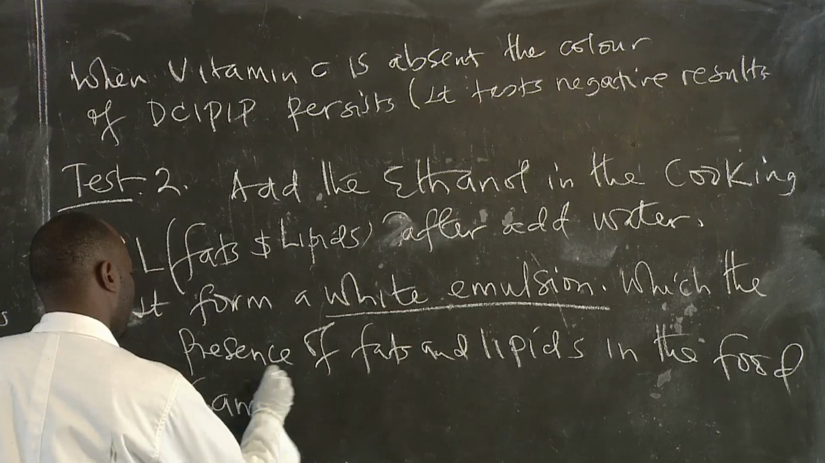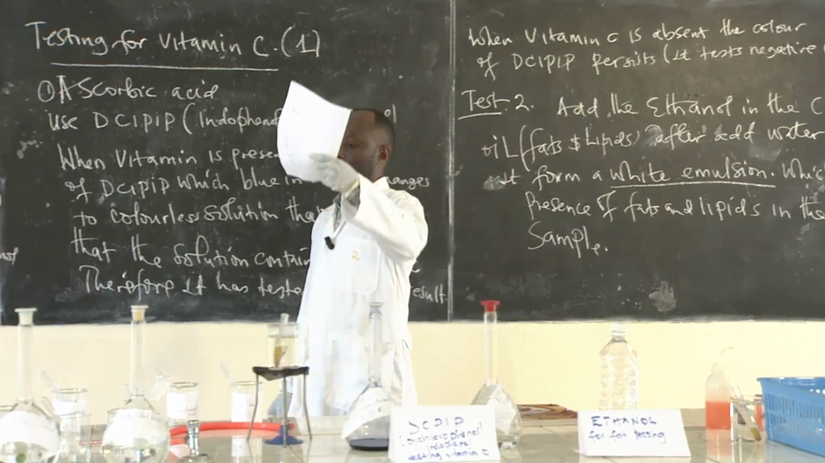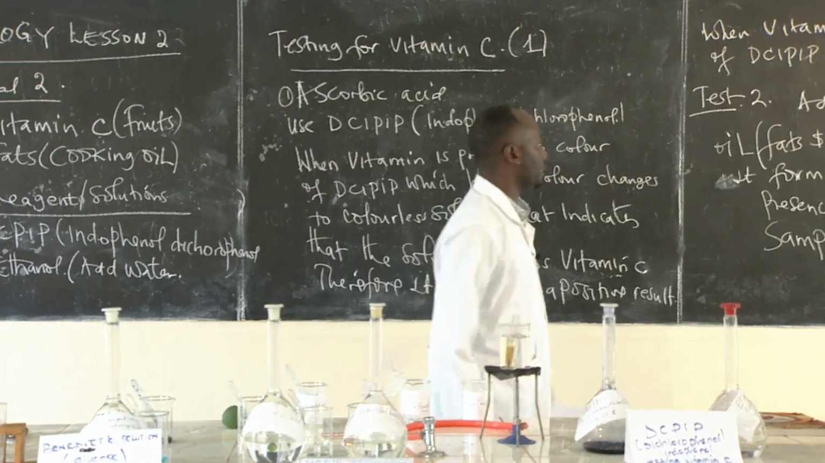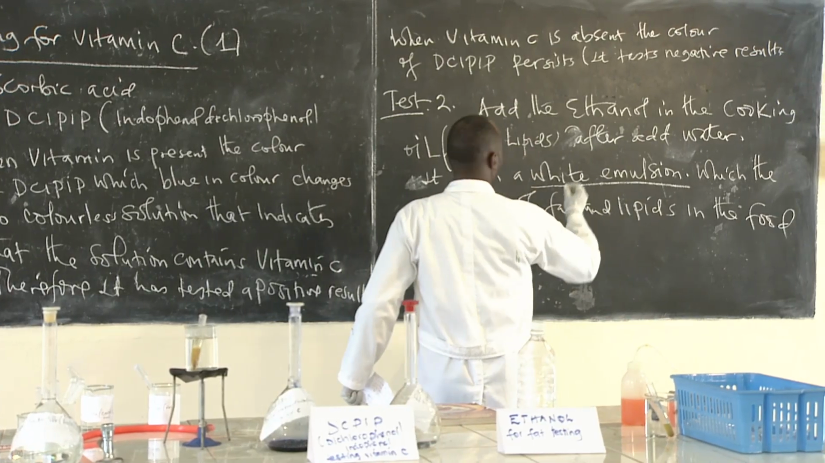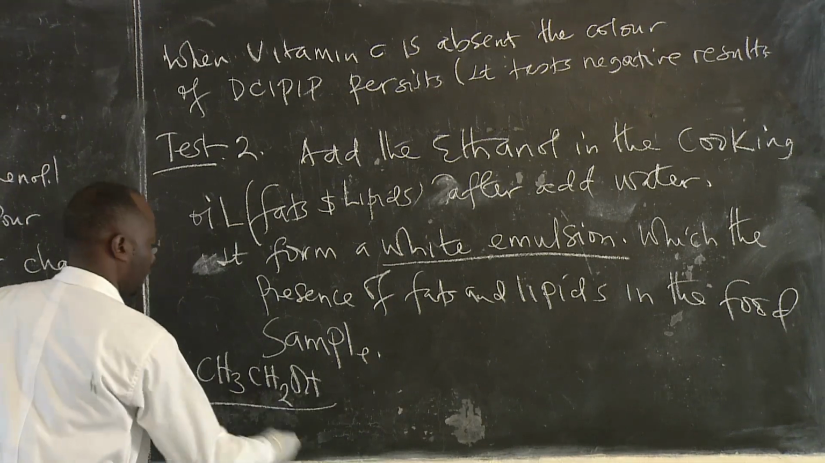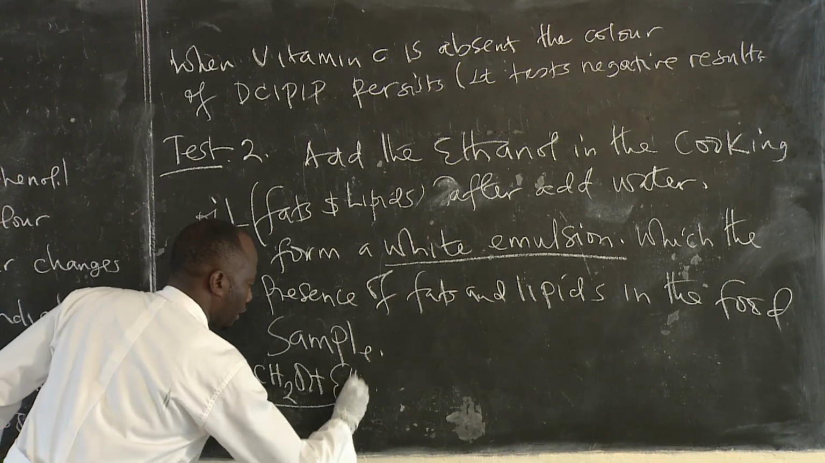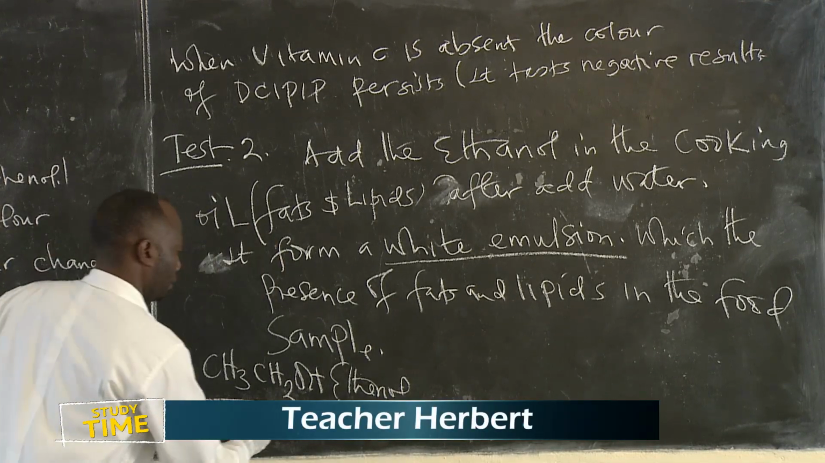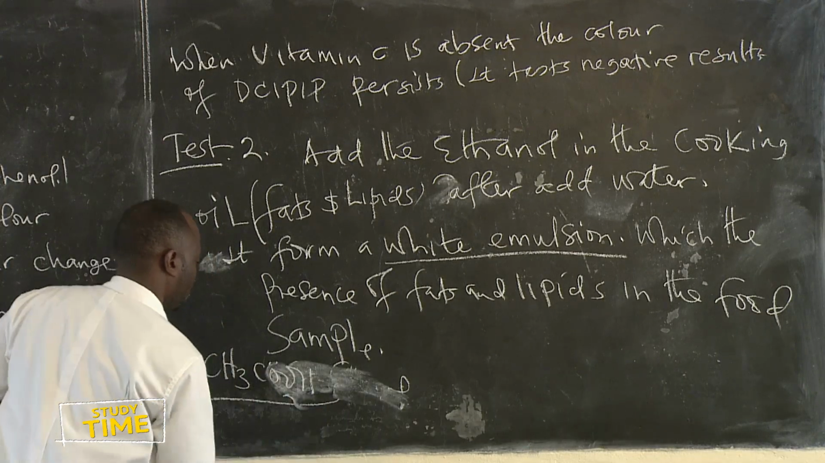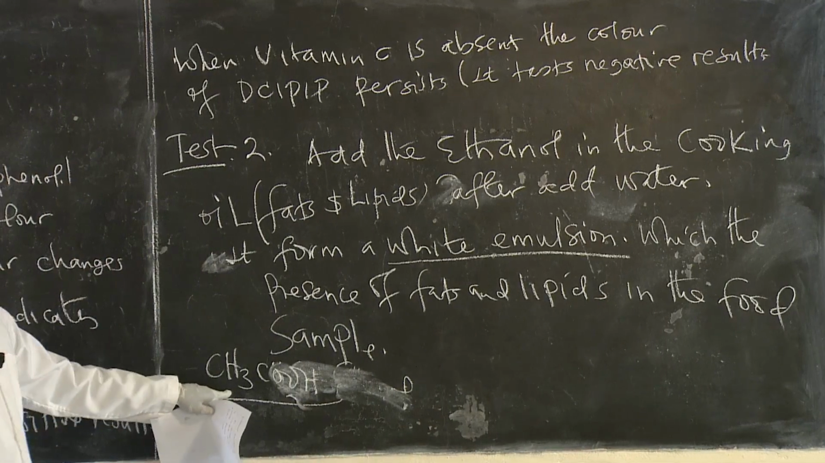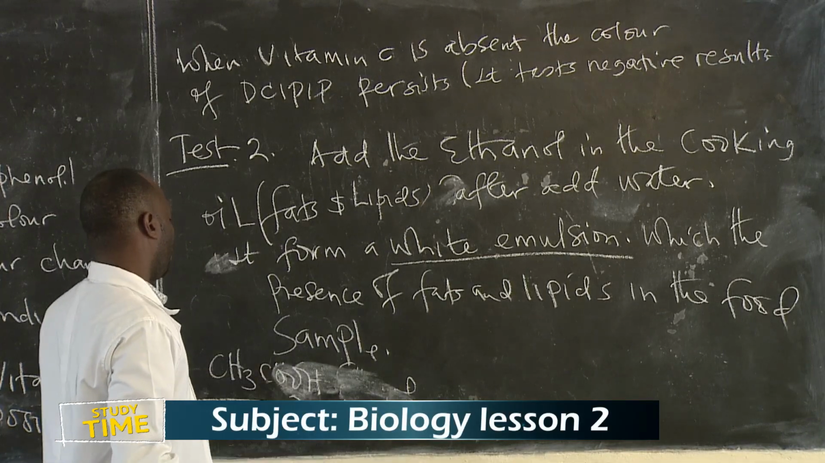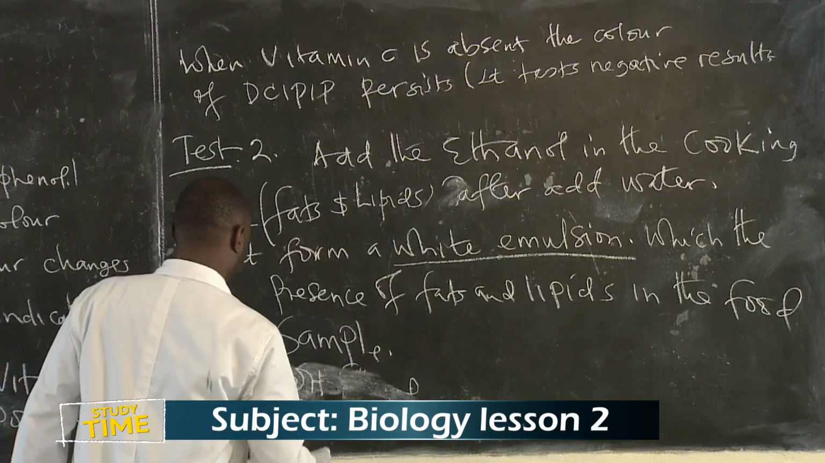So it means that our sample, where we added ethanol as an alcohol, I cannot even remind you about the chemical formula of ethanol. The chemical formula of ethanol is CH3, CH2, then hydroxide. This is ethanol, an alcohol. Sorry, this is supposed to be CH2, COH. This ethanol can be used for testing the presence of cooking oil or fats.